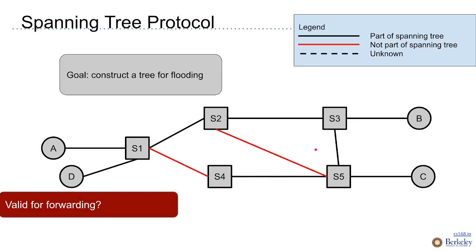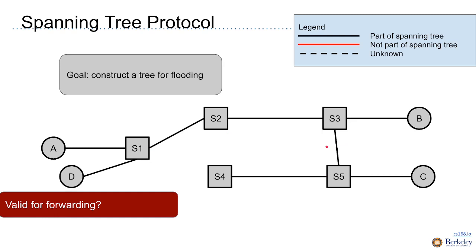So let's consider some end results of trees and see whether they would be valid trees or not. The legend there shows what different types of links are. In the beginning, we don't know whether any link is in our spanning tree or not, and then as the protocol runs, we either add them to our spanning tree or disable them and never send anything over them, never flood over them. And this is one example of a tree. Would this be a valid tree for forwarding, for flooding?